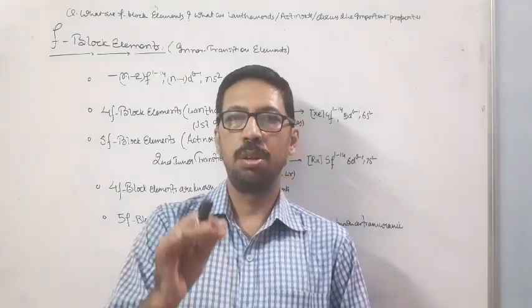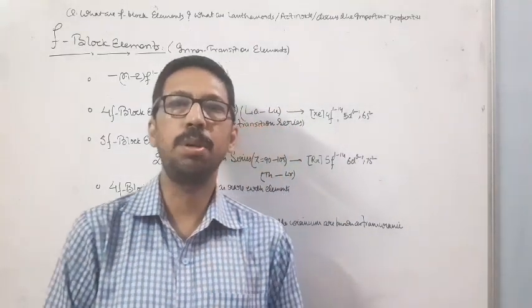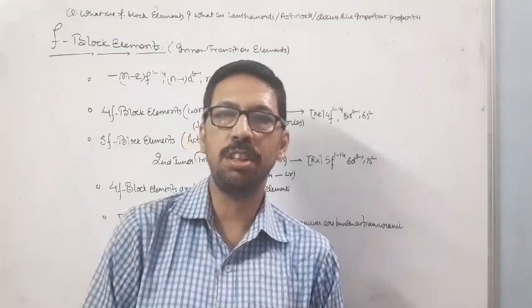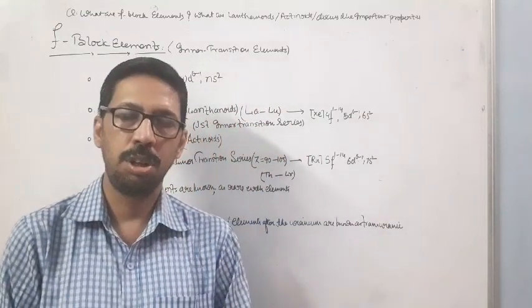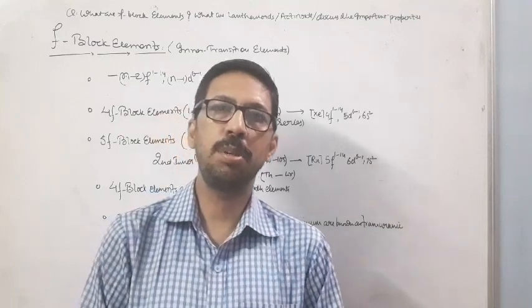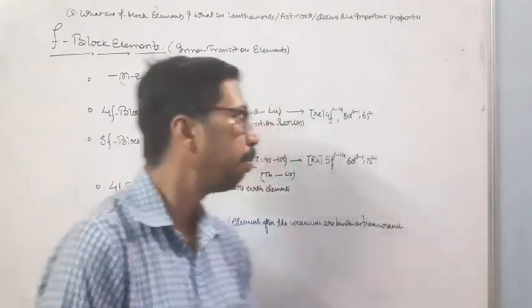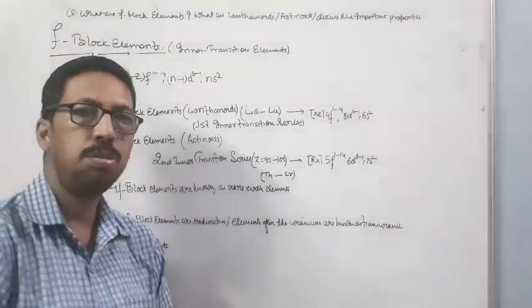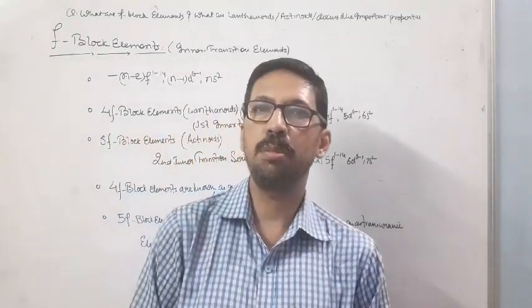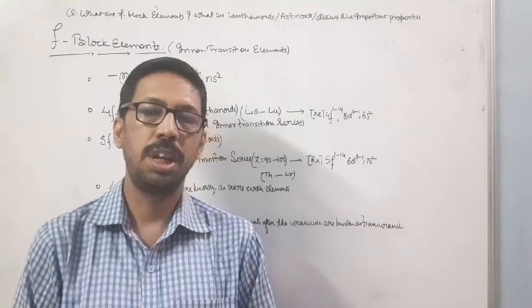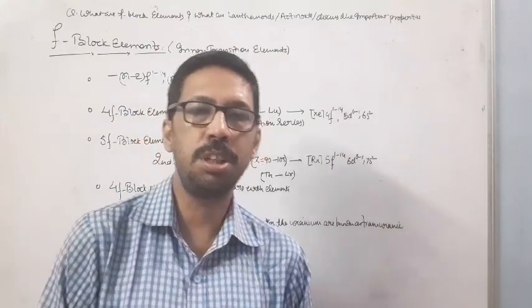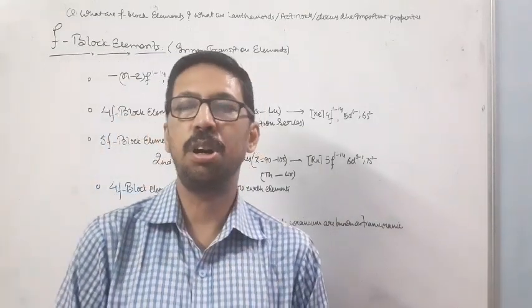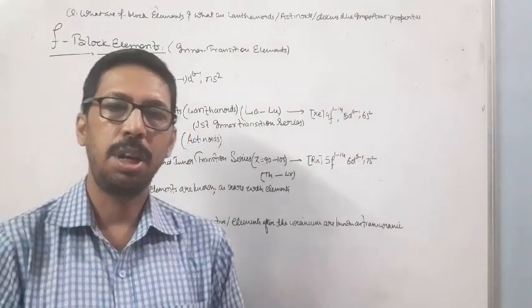Now let's start with some very important key points by which you can write the electronic configuration of any of the 4f block elements or 5f block elements. First of all, you must remember the general valence shell electronic configuration of f block elements or inner transition series elements, and that is (n-2)f 1 to 14 electrons, then (n-1)d 0 to 1 electron, and ns2, where n represents the principal quantum number and it gives the idea about the period of the specific f block element.